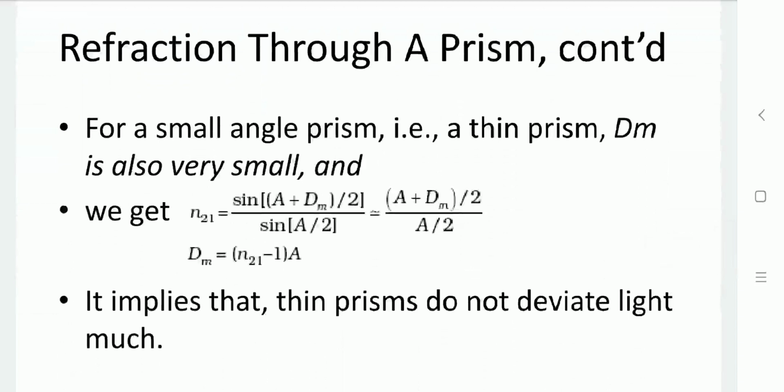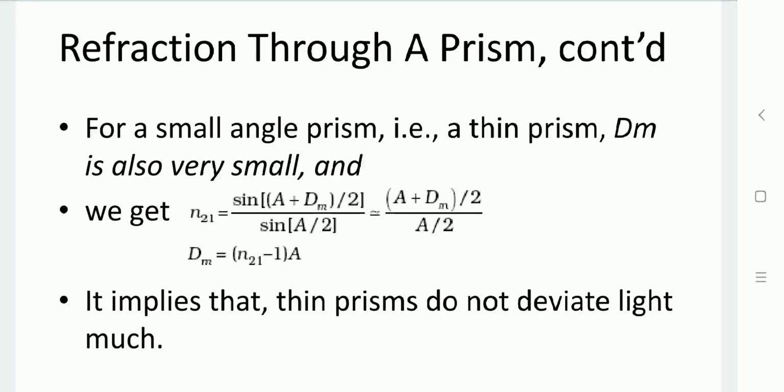If for a small angle prism or a thin prism, the deviation dm is very small, then sine of (A plus dm)/2 can be replaced with (A plus dm)/2. As we know, in sine theta, if theta is very small, then sine theta can be equated to theta. Likewise, the same process is followed here: sine of (A plus dm)/2 is replaced with (A plus dm)/2, and sine of A/2 is replaced by A/2.